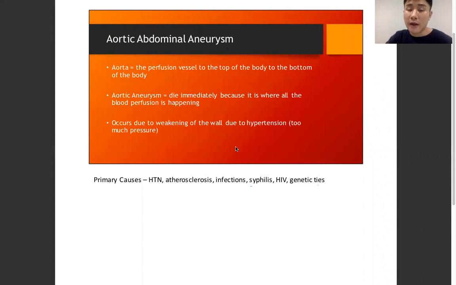The aorta is the perfusion vessel from the top of the body to the bottom of the body. With an aortic aneurysm, the patient can die immediately because it is where all the blood perfusion is happening. It occurs due to weakening of the wall, due to hypertension, too much pressure. Primary causes of aneurysm are hypertension, atherosclerosis, infections, syphilis, HIV, and genetic ties.